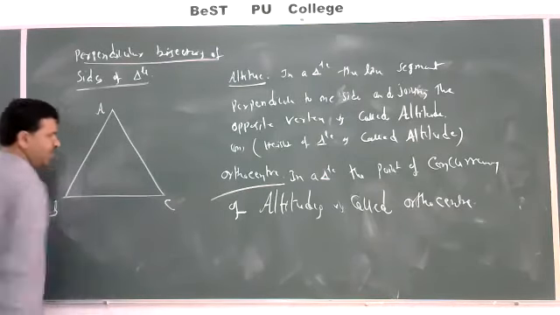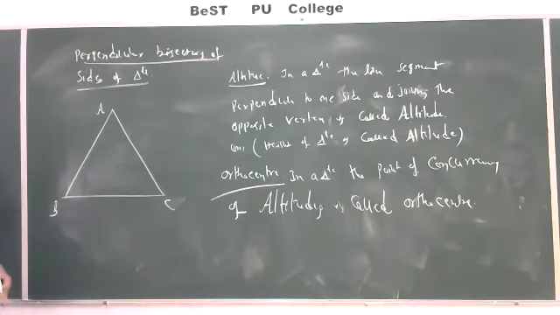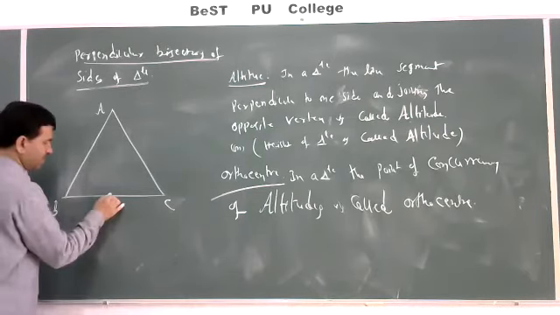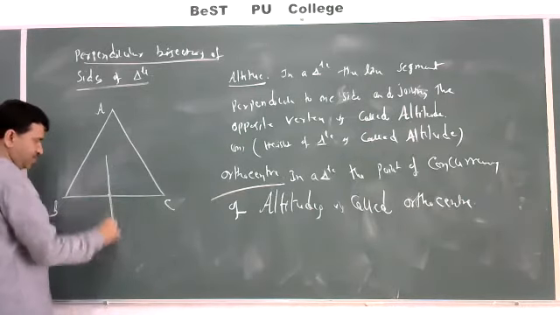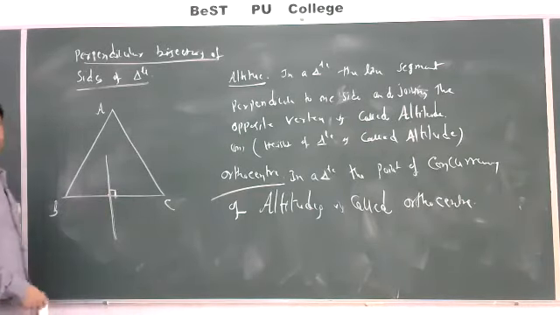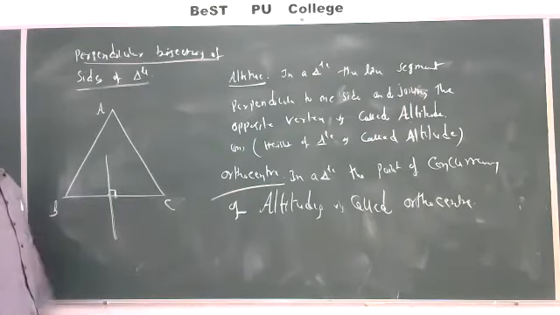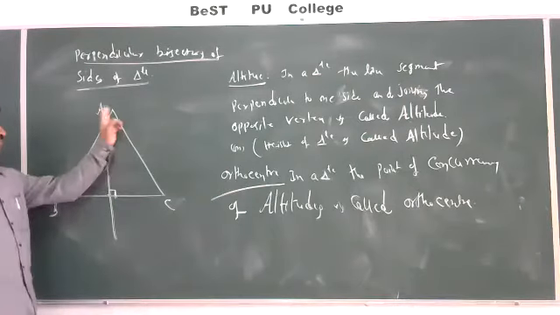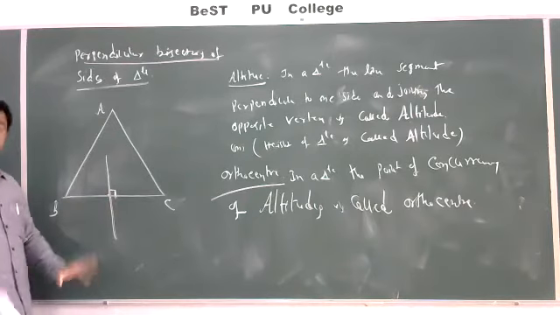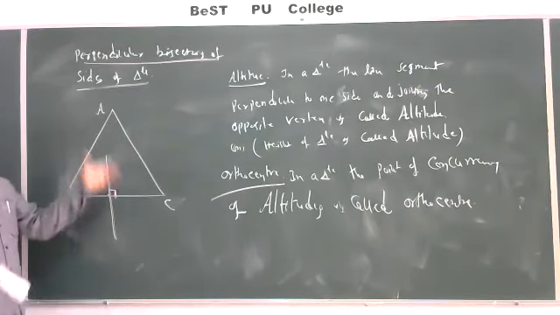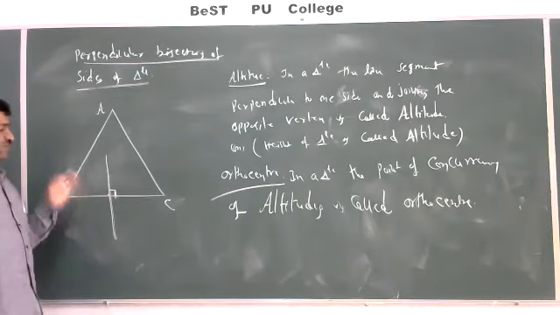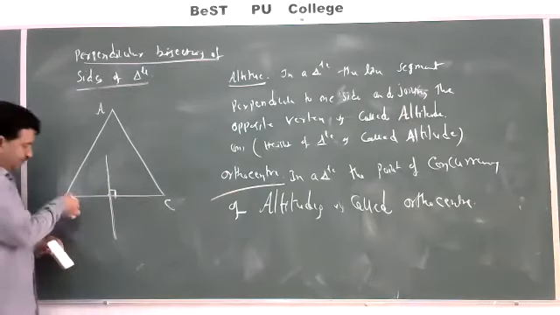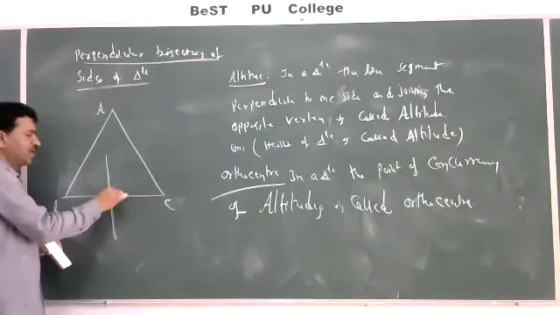The perpendicular bisector, listen to me, is perpendicular to the side and passing through the midpoint. Both. Not necessary to go through the opposite vertex; in some cases it may be. I will explain those cases. The main theme of the perpendicular bisector is passing through the midpoint and perpendicular.